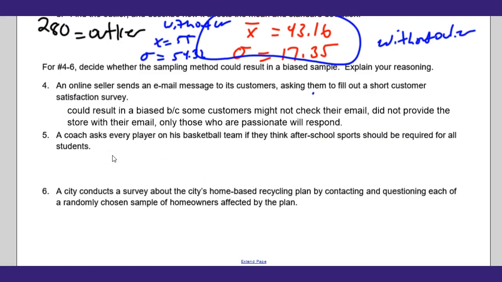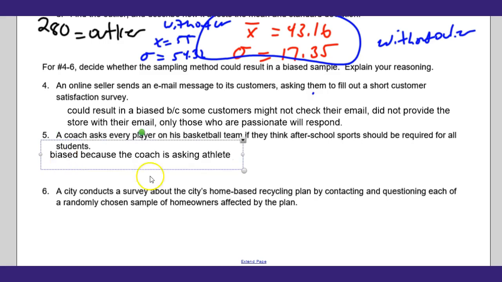A coach asks every player on the basketball team if they think after school sports should be required for all students. Oh, that's definitely going to be biased, and here's the reason why. Because the coach is already asking athletes. He's already asking athletes. So that's biased, guys.